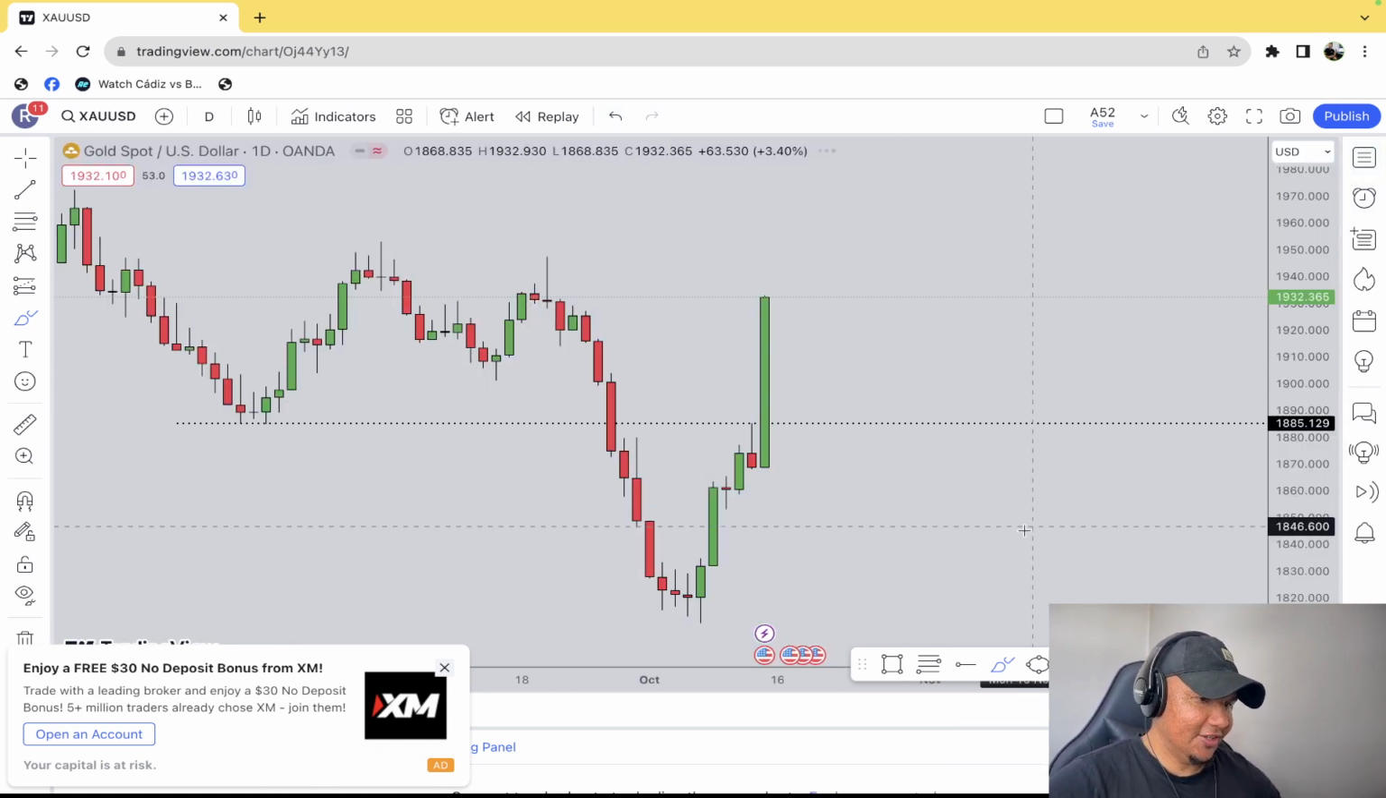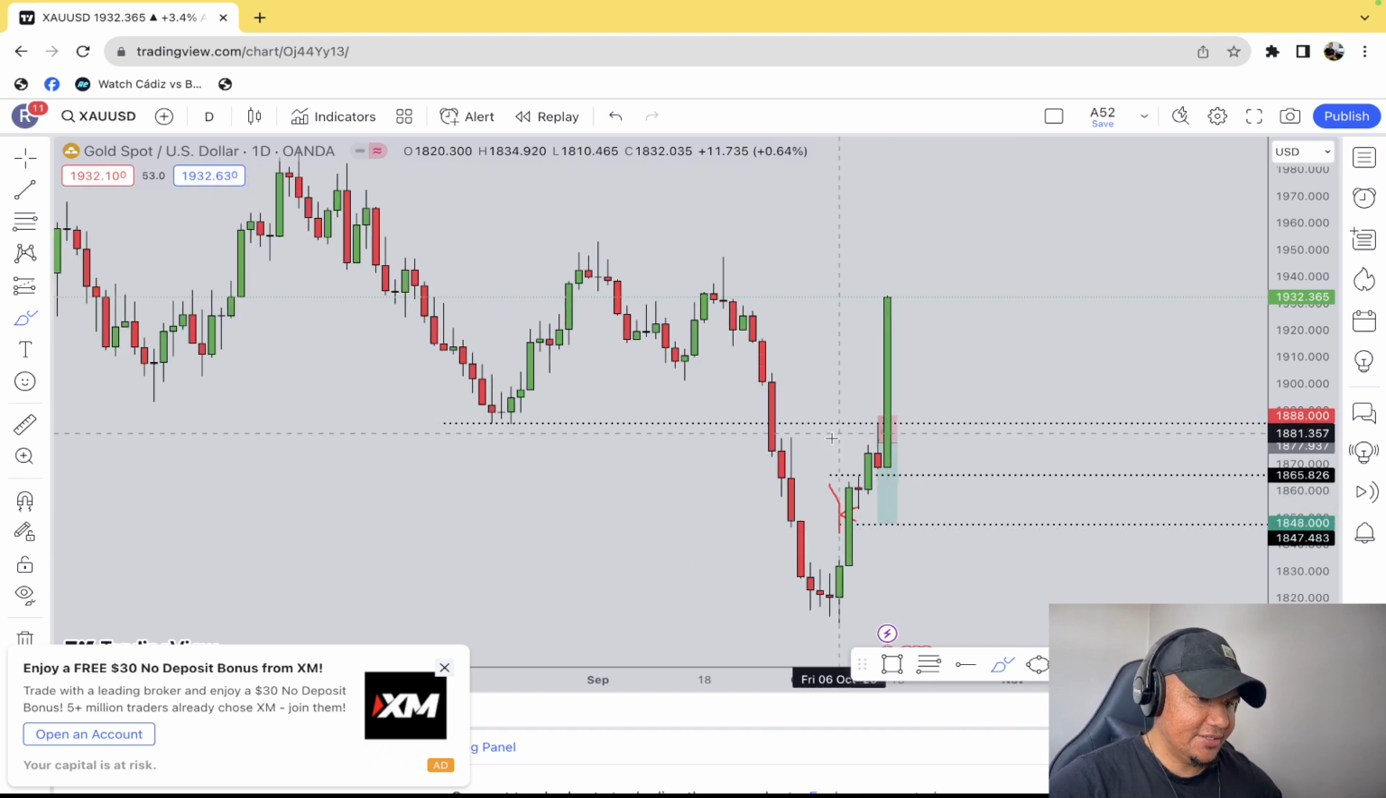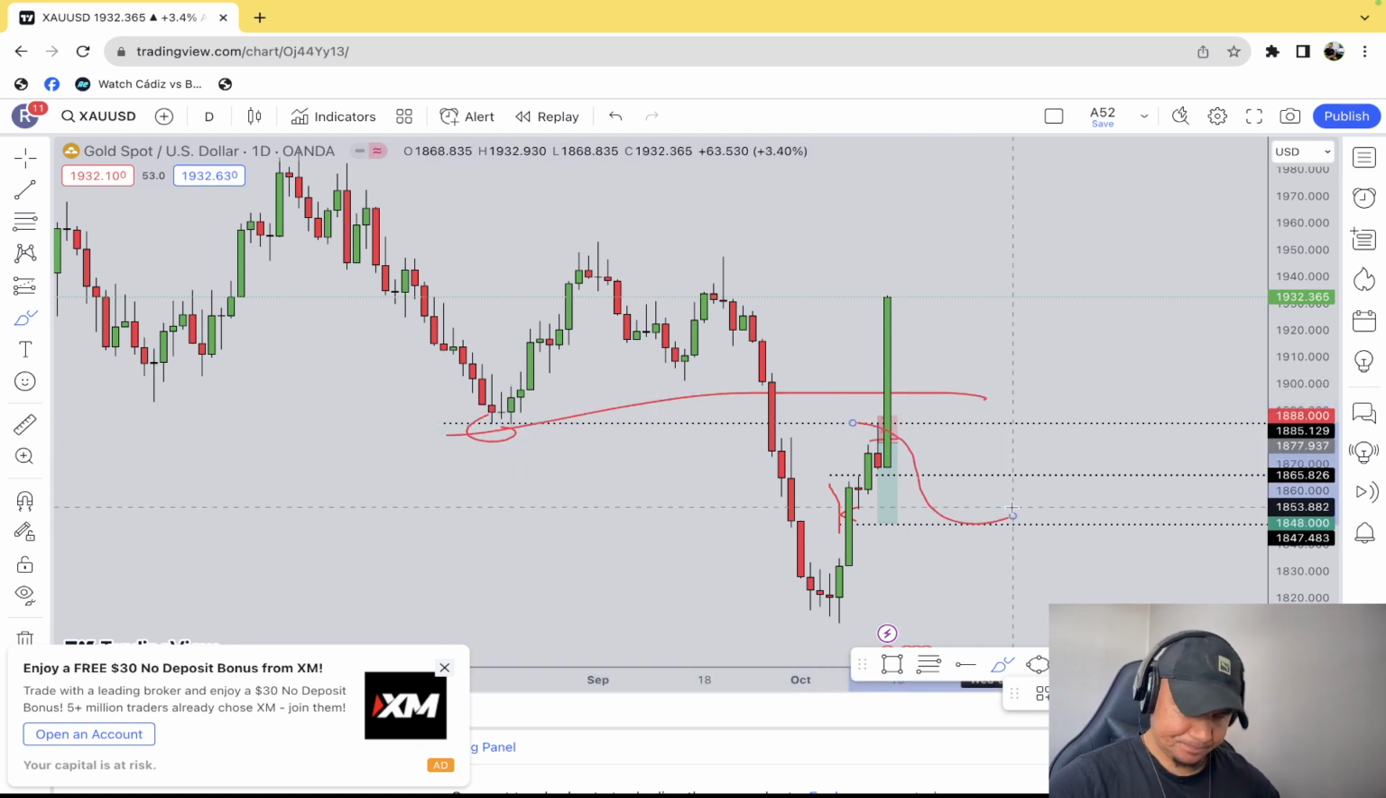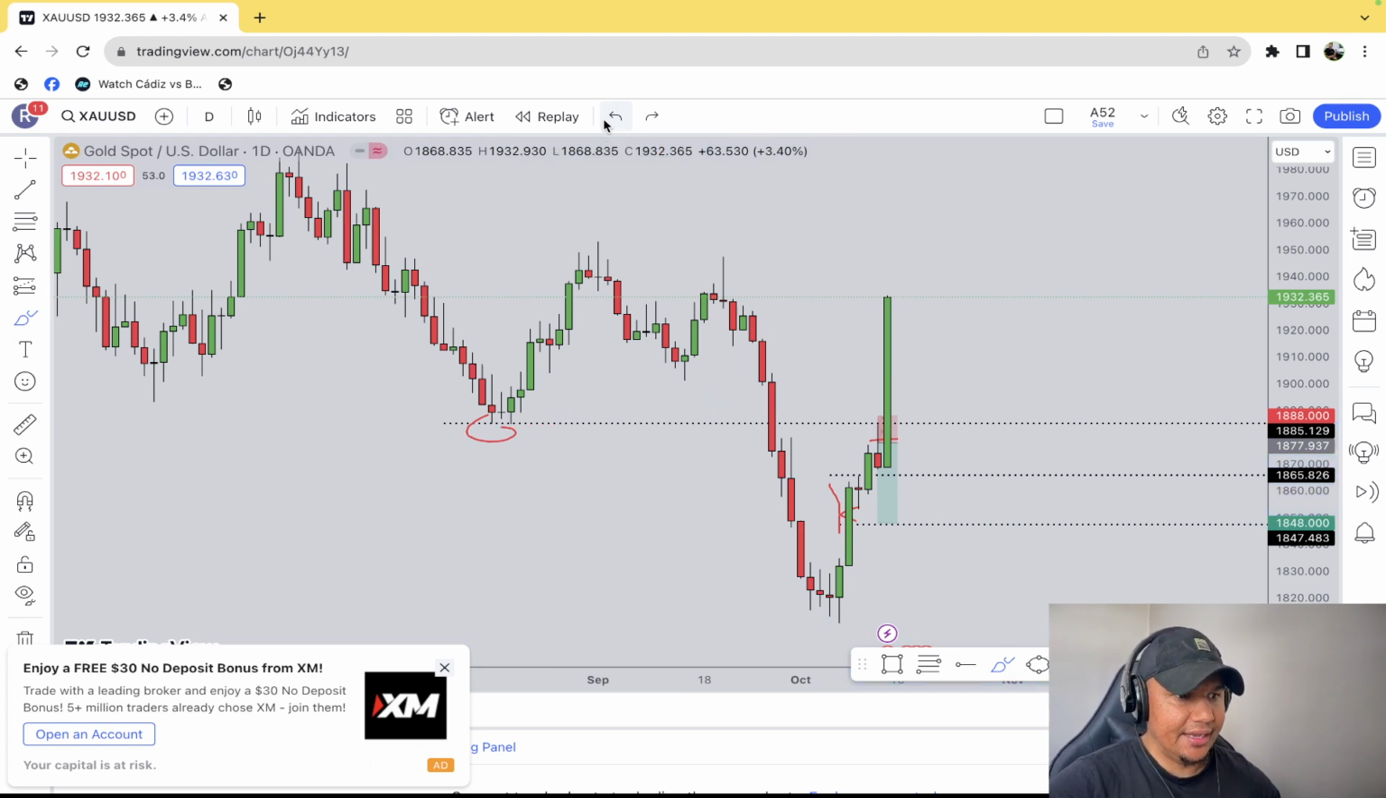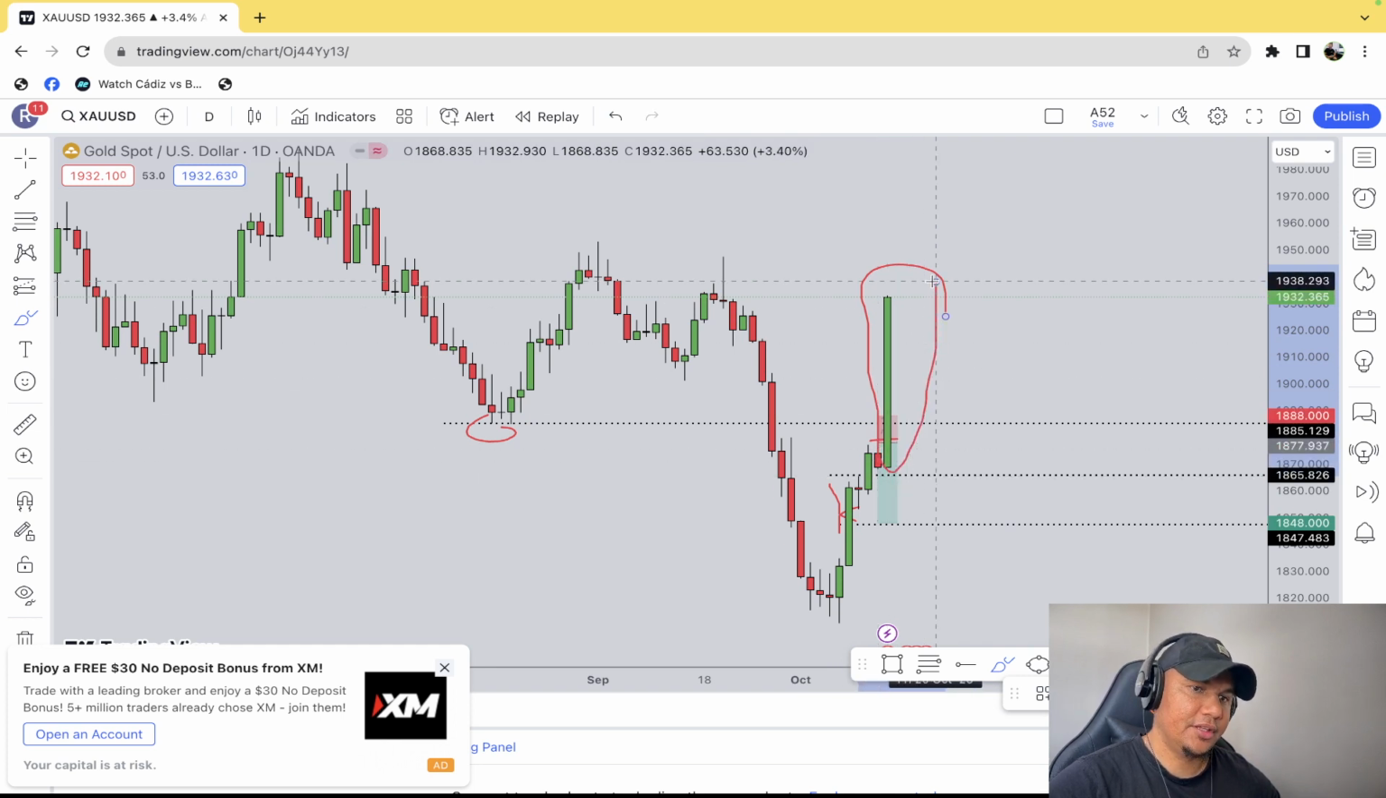Next up, we've got gold. If you follow me on Instagram, you'd have probably seen that I was in gold short, based on structure and expecting the dollar to increase slightly in value, which it did. However, this spike in gold was because of the news regarding Israel. So this is not something I could have foreseen, because I don't control that.